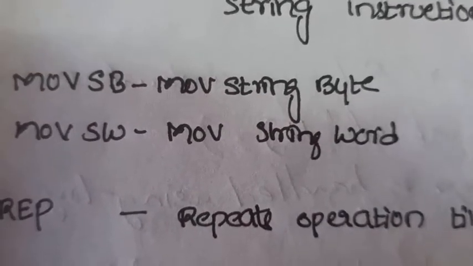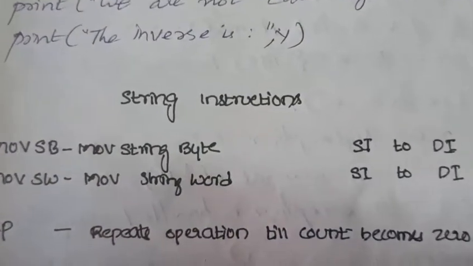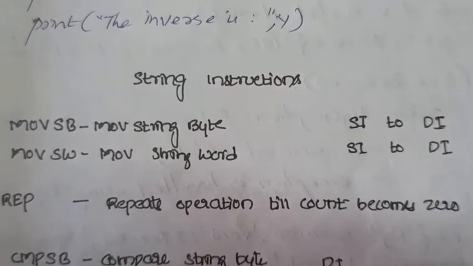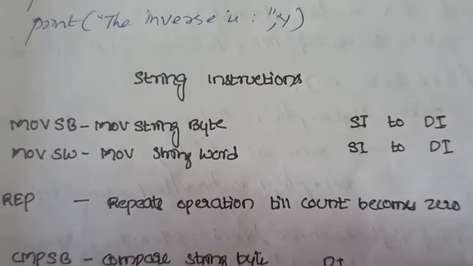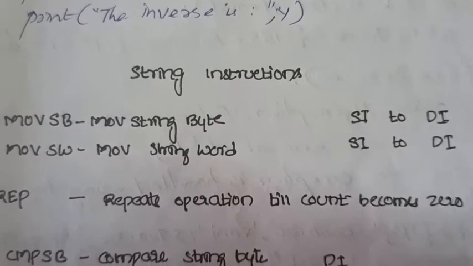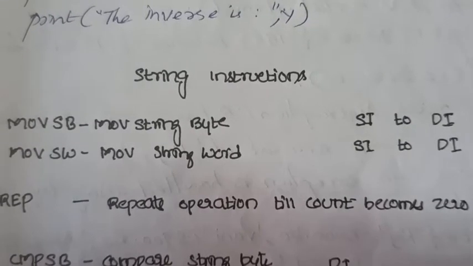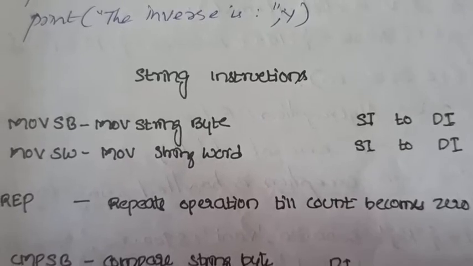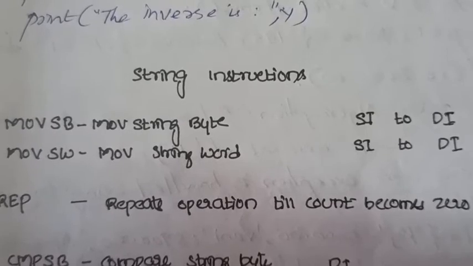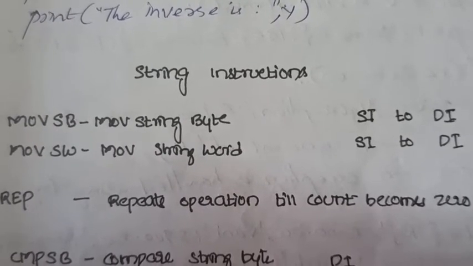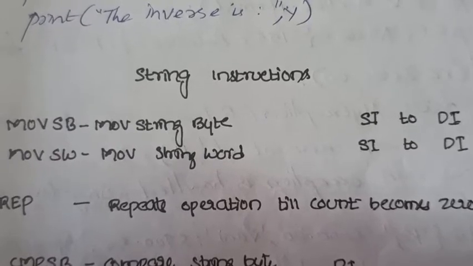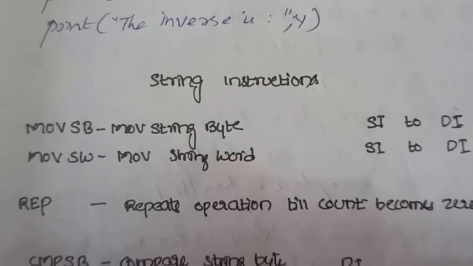Where does this data transfer happen? MOVSB transfers byte data from the SI memory location to the DI memory location. It is a default. So it moves data from the source index register to the destination index memory location. Similarly, MOVSW moves word data from the memory location pointed by SI into the memory location pointed by DI. So it performs a data transfer between SI and DI memory locations. So that is move.